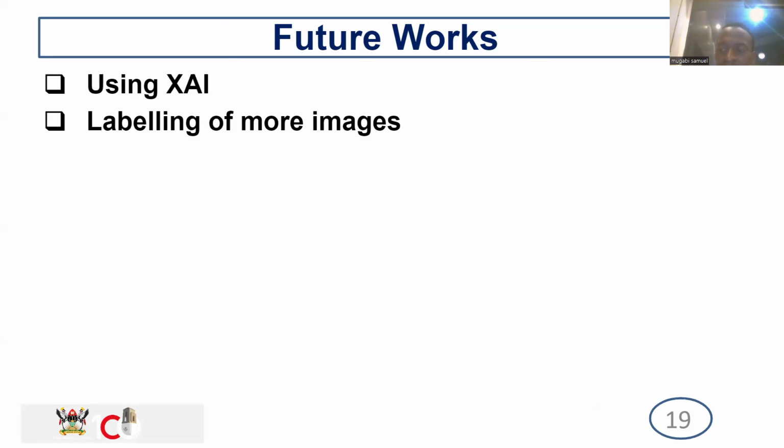Now, XAI is important to develop user trust, consumer trust, such that these machine learning models can be trusted by the users. Then also for future works, because it's a manual process that we used to label the images, we didn't label very many images, but it is advised to label as many images as possible.